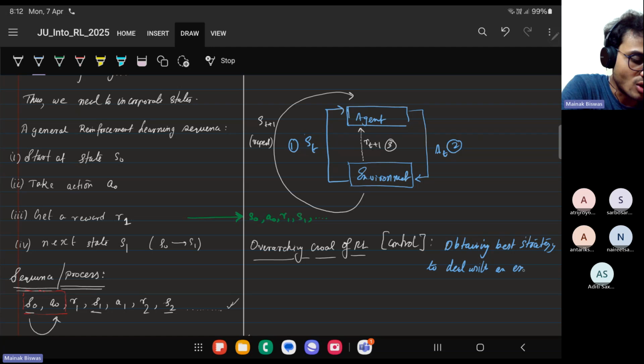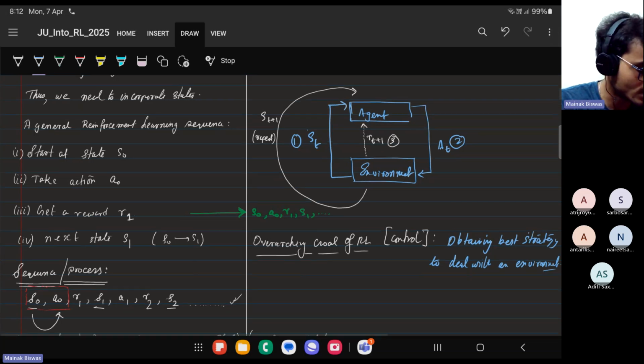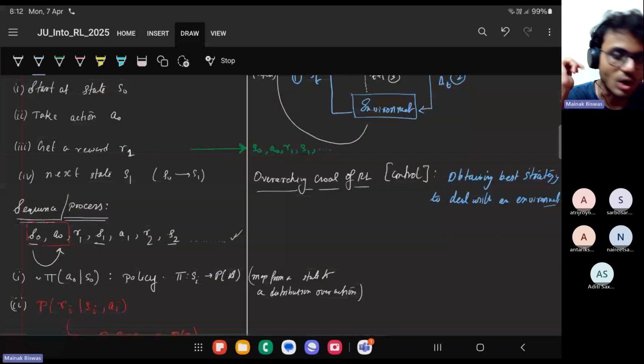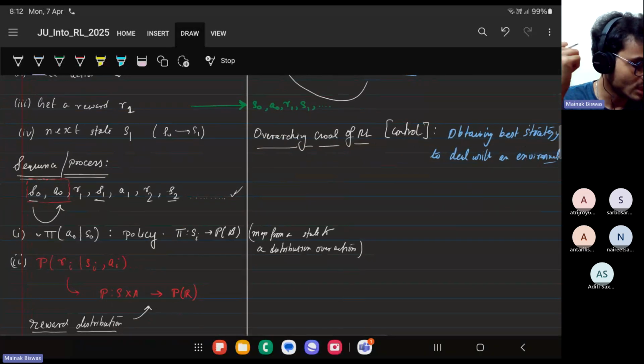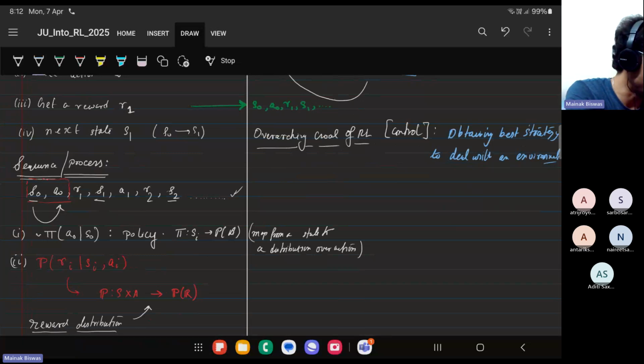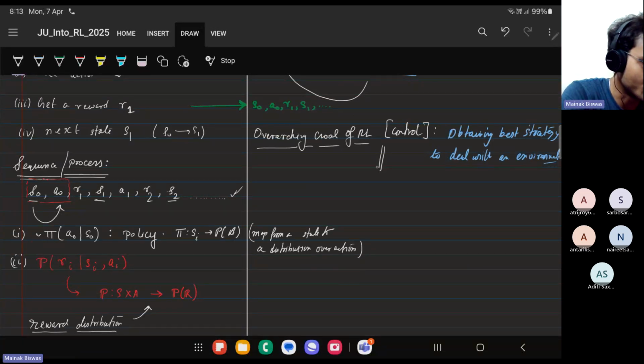This is your main objective of an RL algorithm, or any algorithm related to biological systems, where you want to maximize rewards. How we maximize rewards is going to be the rest of the discussion. So the sequence is clear to us. Now, as we defined last time, there exists a policy. So this control comes from the policy.